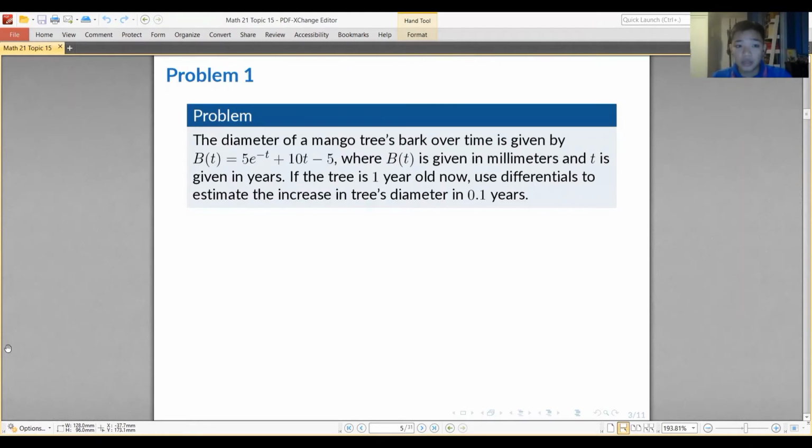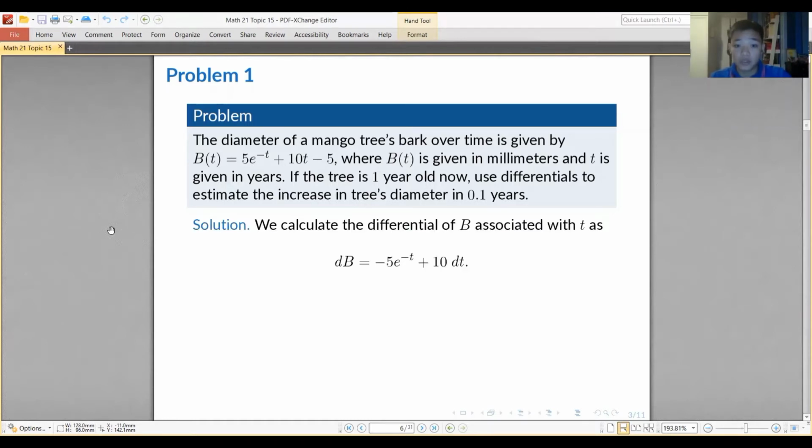So to illustrate the aforementioned approximation, we have the following problem as an example. So we're given the diameter of a mango tree given by this function B(t), where t is given in years, and that we know at present that the tree is 1 year old. We're asked to now solve for, using differentials, the increase in the tree's diameter after 0.1 years.